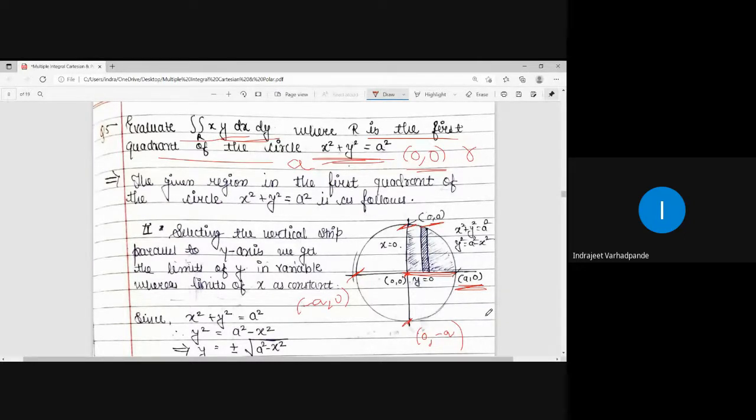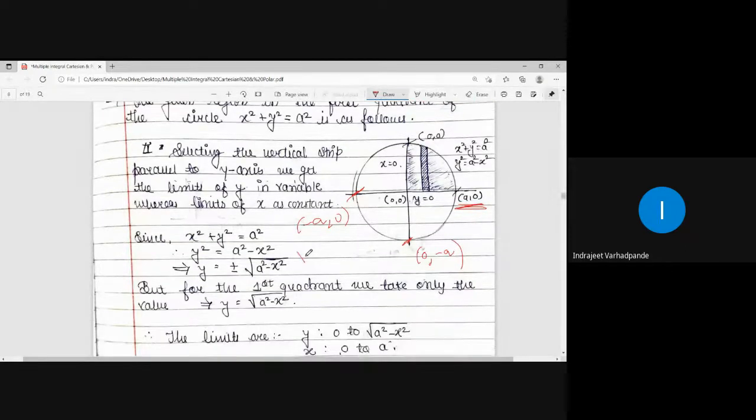But my region or focus will be only on the first quadrant, meaning 1/4 of the circle. This much is the first quadrant on which I have to focus. In that particular region, as a habit, I will draw the vertical strip. Drawing the vertical strip in the region will surely give variable limits for y and constant limits for x.